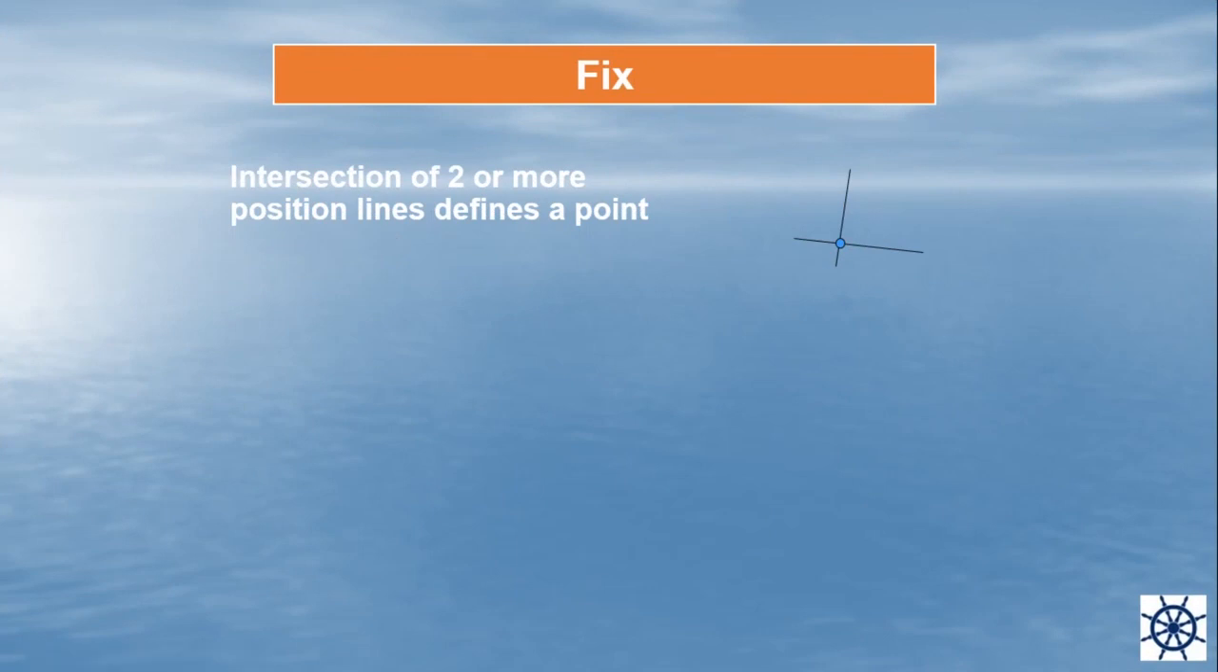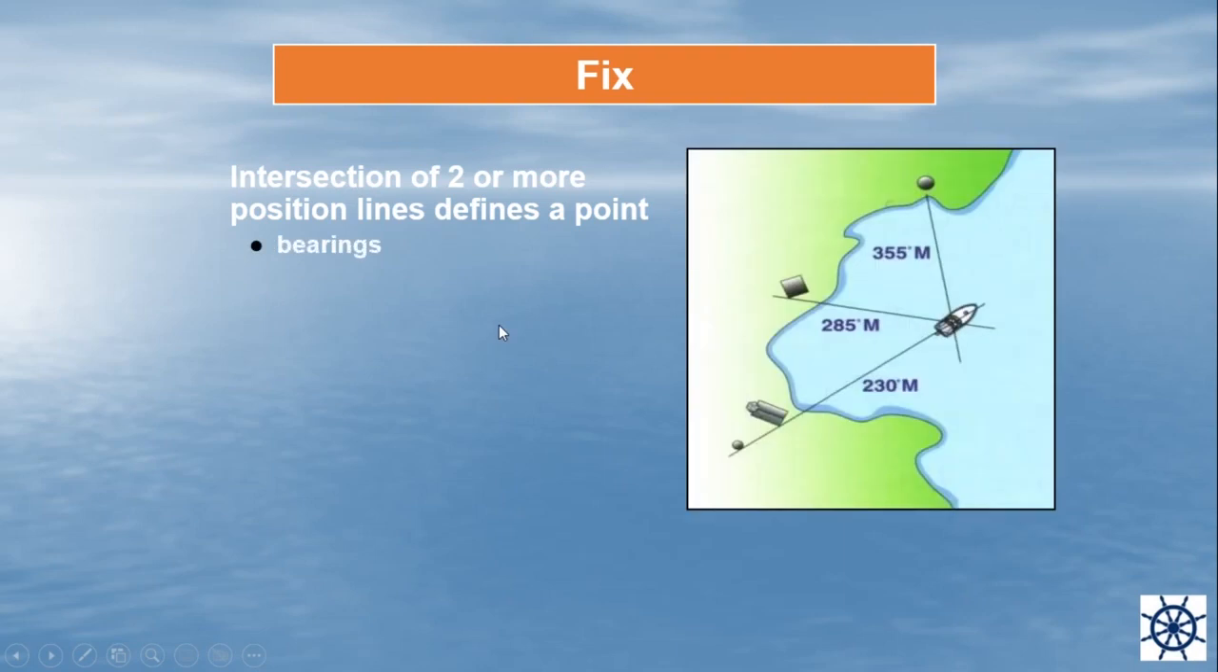Okay, so fix: intersection of two or more position lines defines a point. Oh, no, that's correct. A horizontal or a vertical line of position gives you a point, no? Like us, no? Okay, we have a position here on Earth. Intersection of two or more position lines defines a point, bearings, no?